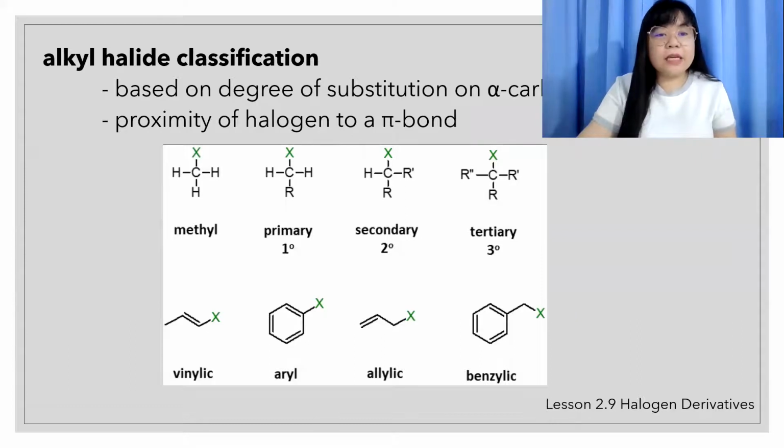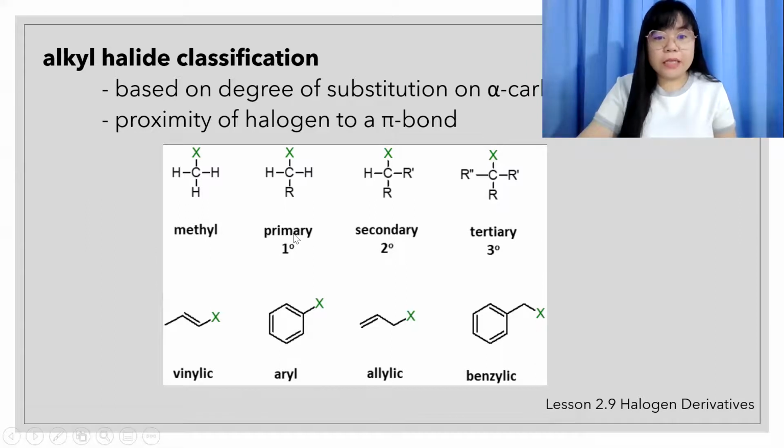Alkyl halides are classified based on their degree of substitution on the alpha carbon and also based on their proximity of the halogen atom to the pi bond. So let's take a look at these different classifications of alkyl halides. First, we have the methyl alkyl halide. That's the simplest alkyl halide, where the halogen is bonded only to one carbon.